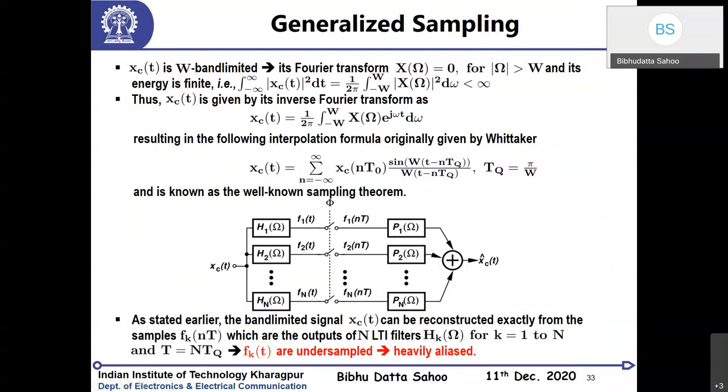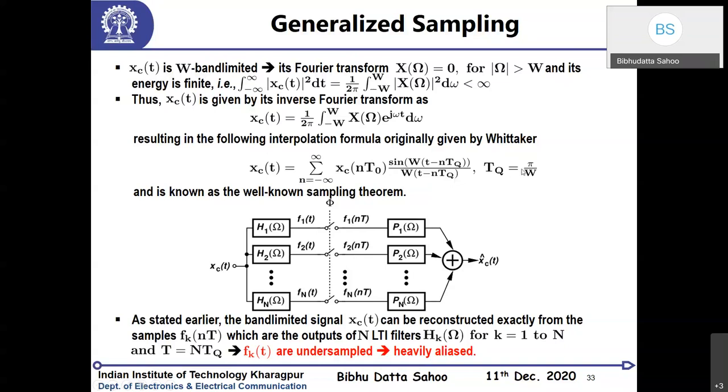So keep in mind we are using capital omega as the analog frequency, and we'll use small omega as the digital frequency. And x(t) is W band limited if its Fourier transform is this and its energy is finite. So if this holds, x(t) is given by its inverse Fourier transform. I see a typo here: small omega should have been capital omega. Small omega is the digital frequency, resulting in the following interpolation formula originally given by Whittaker. So it is a sinc function. So x(t) can be conveniently reconstructed from its samples, sampled at Nyquist, TQ. This is also a typo, TQ.